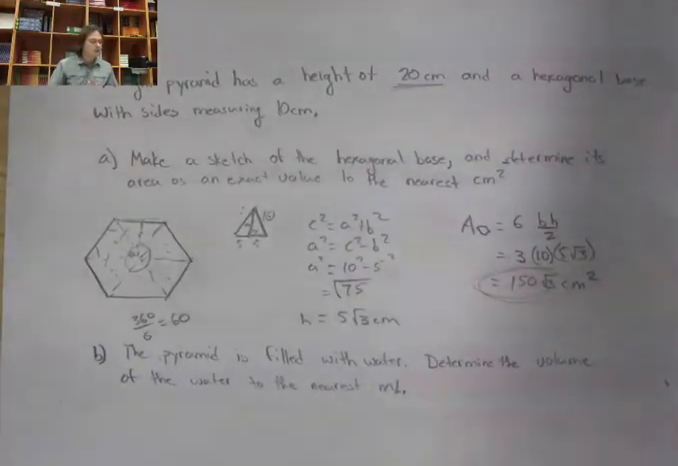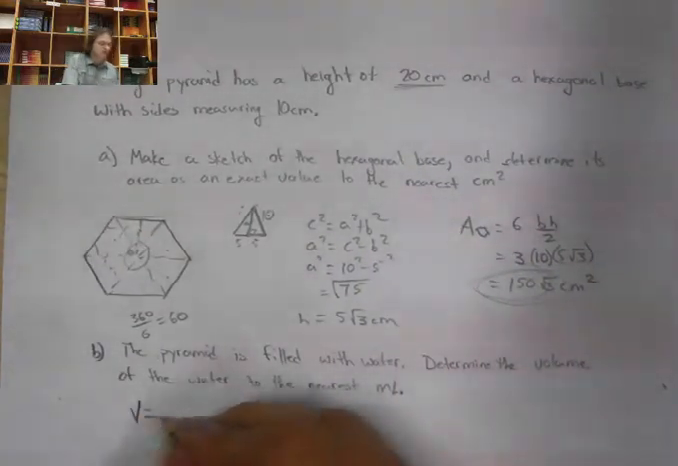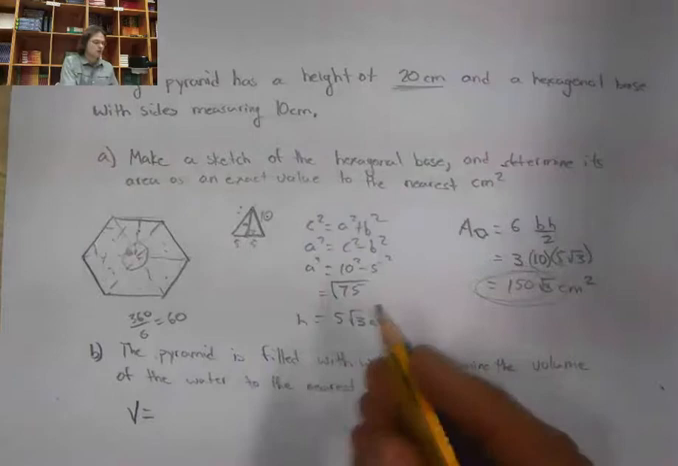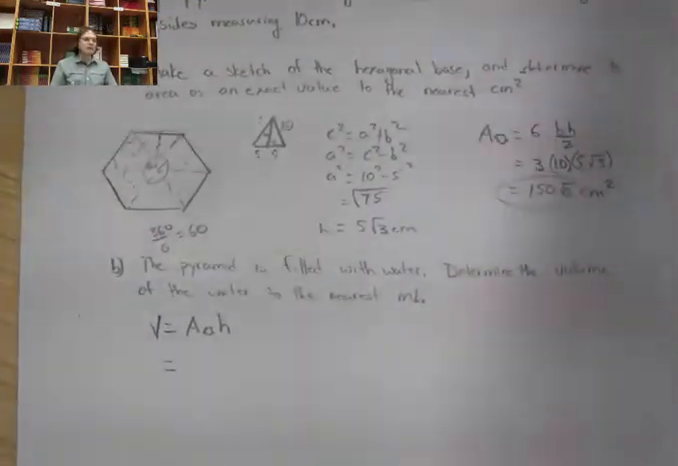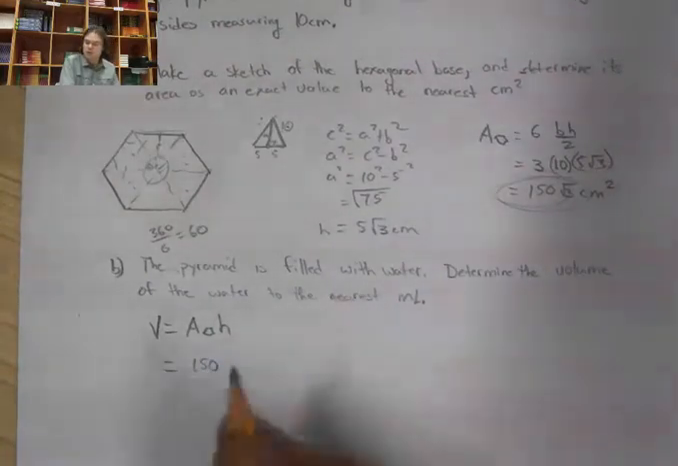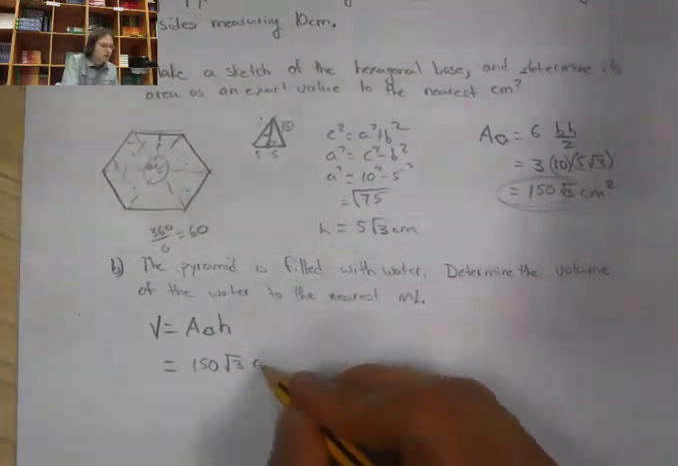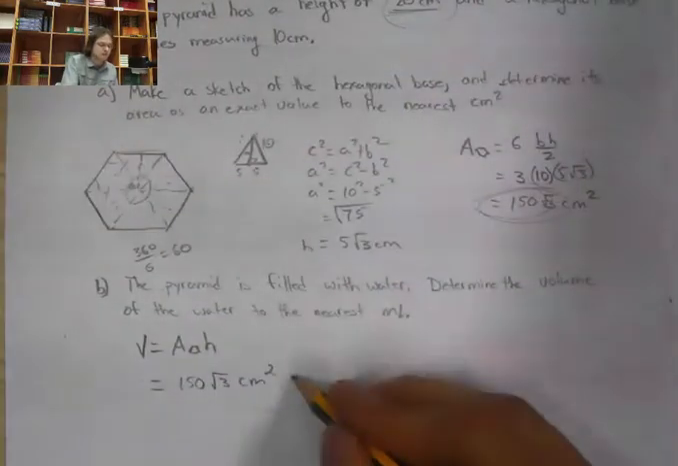Now, part B says the pyramid is filled with water. Determine the volume of the water to the nearest milliliter. So now we want to determine the volume. So my volume is equal to my base area. So that's the area of the hexagon multiplied by its height. Okay? Well, what is the area of the hexagon? I said 150 root 3 centimeters squared. And we have to multiply it by the height, which it says up here is 20 centimeters.